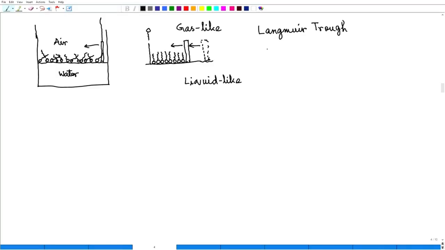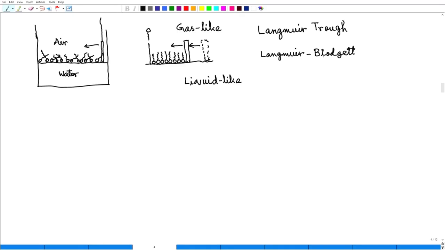We have to use the Langmuir trough, and we do Langmuir-Blodgett. So that's what I will be discussing in my next class. Langmuir-Blodgett film. So we have a thin film. People have thin films, and they are very important in many technological applications. Langmuir did the monolayer. His student Blodgett is a lady. She also found multilayer. So both got Nobel Prizes.